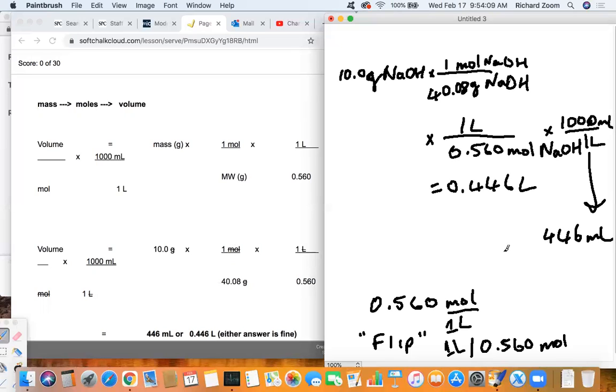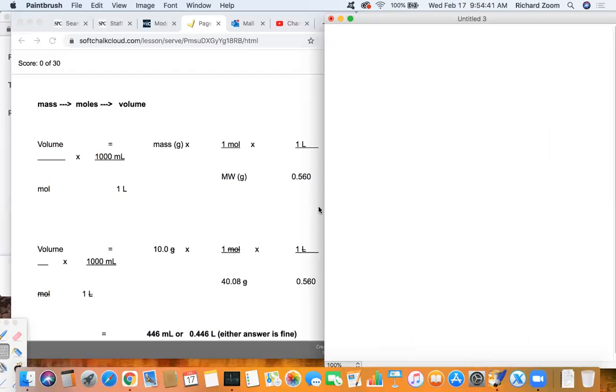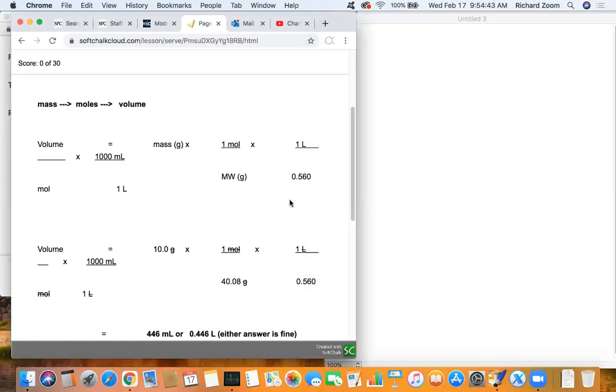Does anybody have any questions? How did you get 446 mL? This would be times 1,000 mL over 1 liter. So if you did this math here, you're multiplying the 0.446 by 1,000. Okay, thank you. All right. Any other questions? That's probably the most difficult one to deal with, because you have to flip the concentration over, and that's often something a little bit difficult.